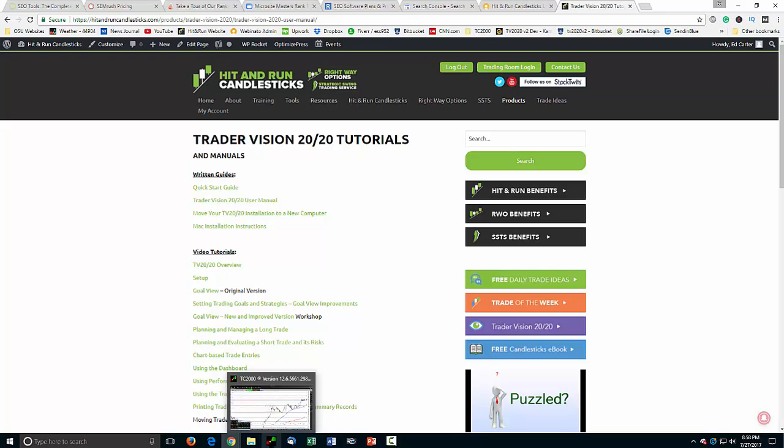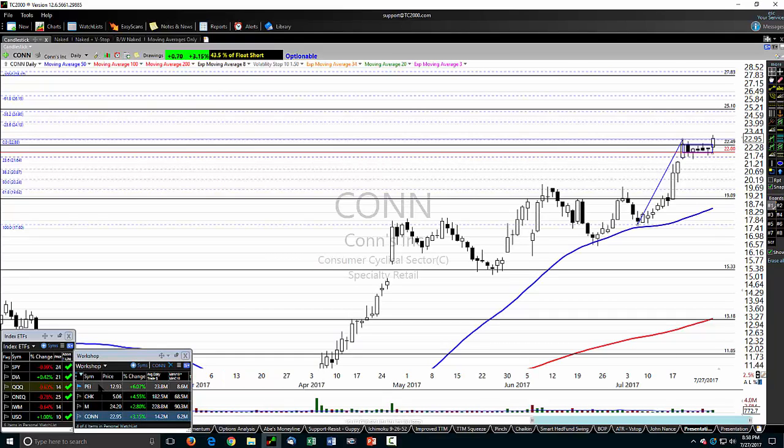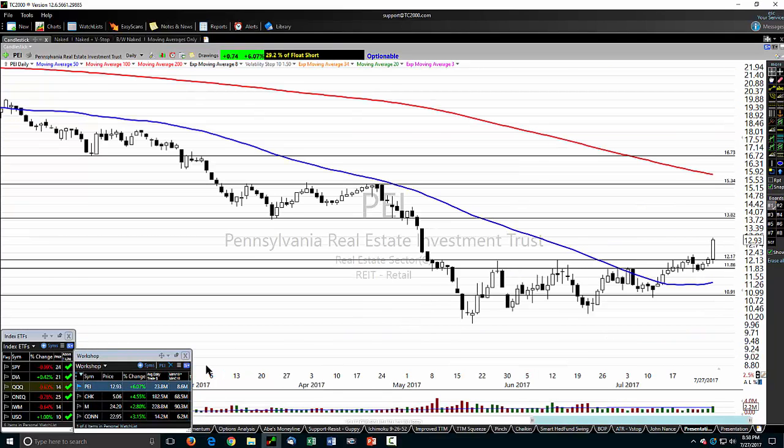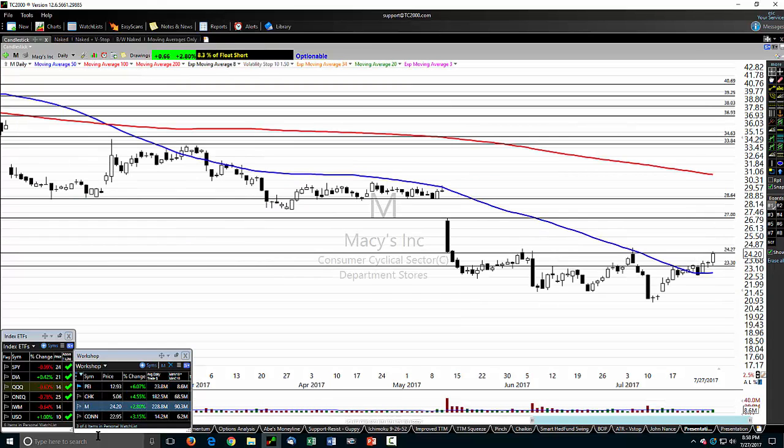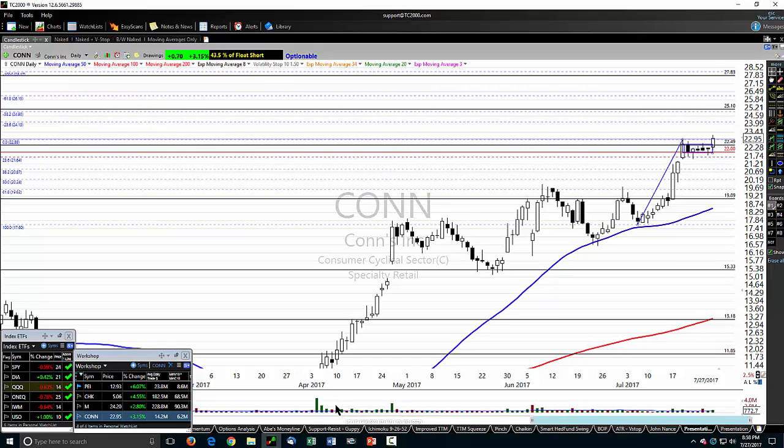What are the four stocks? Again, they were PEI, Chesapeake, Macy's, and Con. So three rounded bottom breakouts and either a pop out of the box or a J hook or a flag. In any case, it is a run up, a consolidation, and now we're breaking out. So I hope that helps everybody.